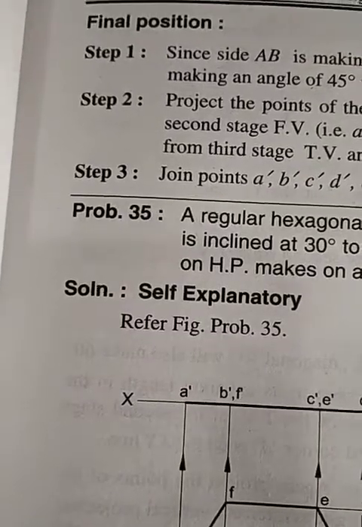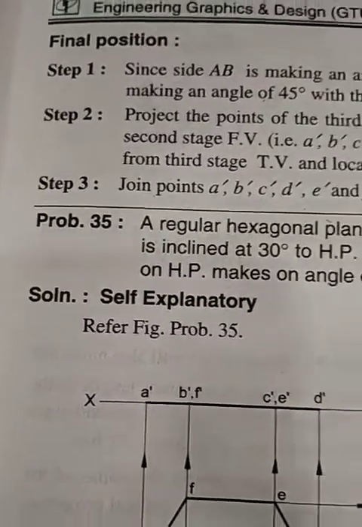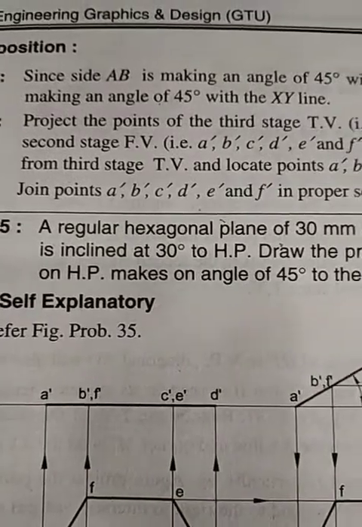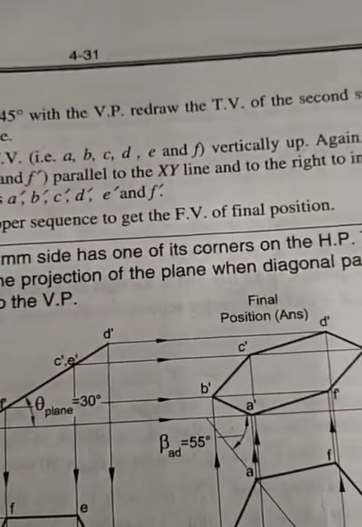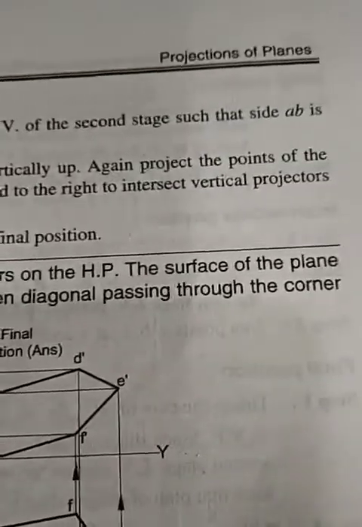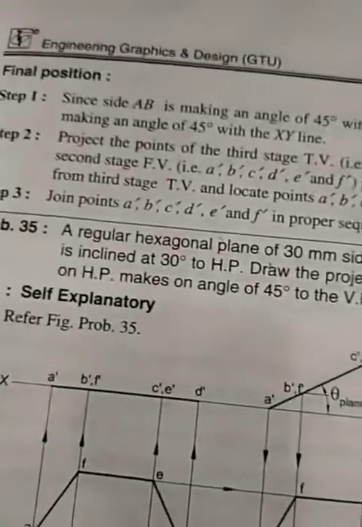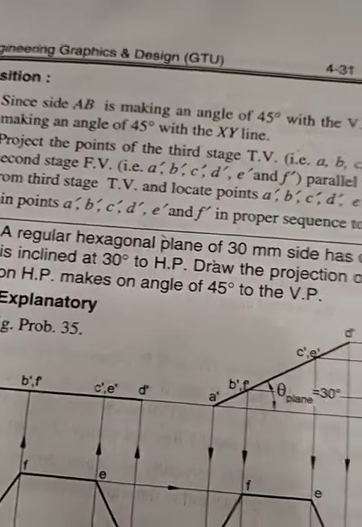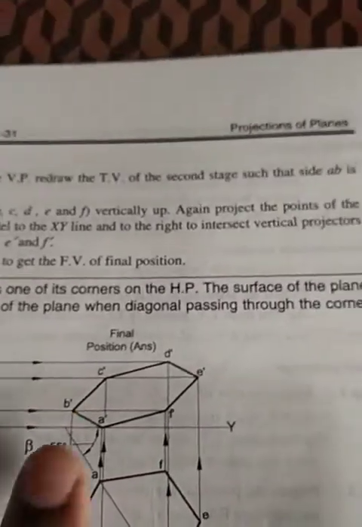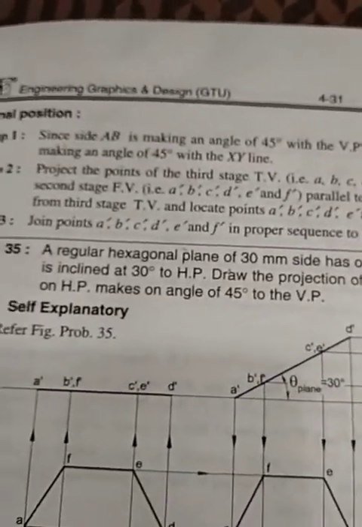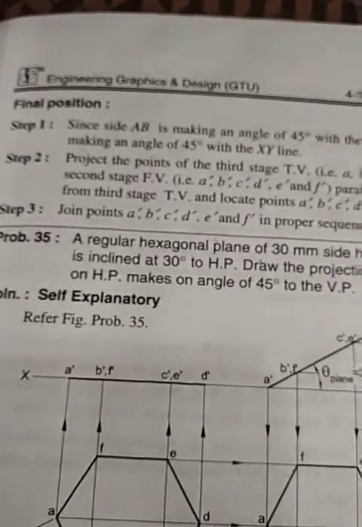Okay, so in this session we are going to solve problem number 35 of your book. The problem is given like this: a regular hexagonal plane of 30 mm side is lying on a corner on the HP. The surface of the plane is inclined 30 degrees to the HP. You have to draw the projection of the plane when the diagonal passing through the corner makes an angle of 45 degrees to the VP, right?